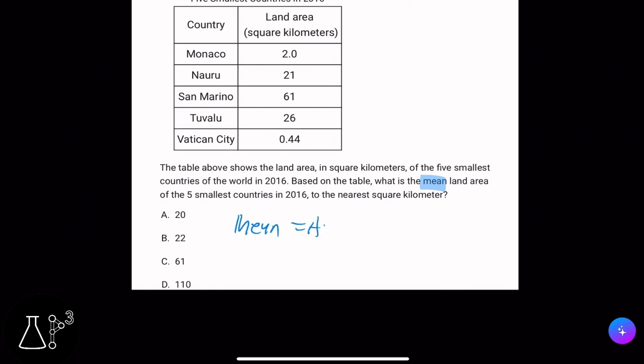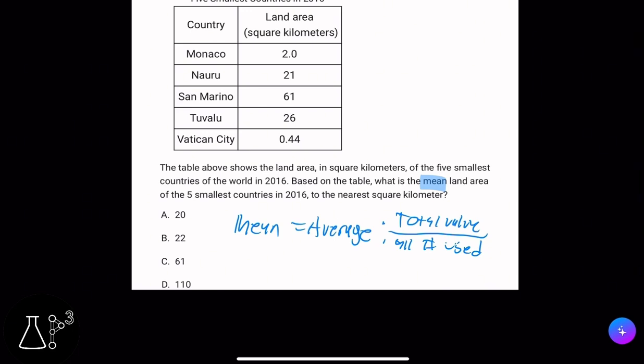equals average. And like we did in the previous question that we did earlier, that's the total value of all the numbers divided by all the numbers used. I'm just gonna do a hashtag for numbers, right? So I'm given 5 numbers, 2, 21, 61, 26, and 0.04. So what I want to do is add all those numbers and divide by the amount of numbers used in this question, which is 5. And I'm gonna look for my mean of the 5 smallest countries in 2016 of the land area in square kilometers.